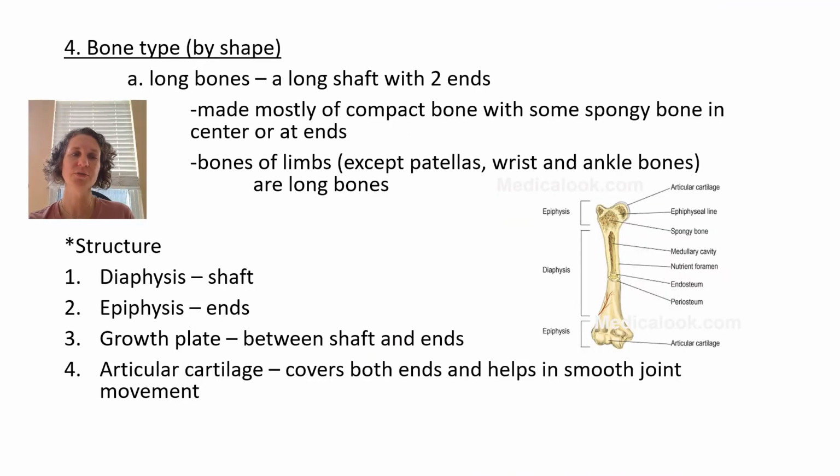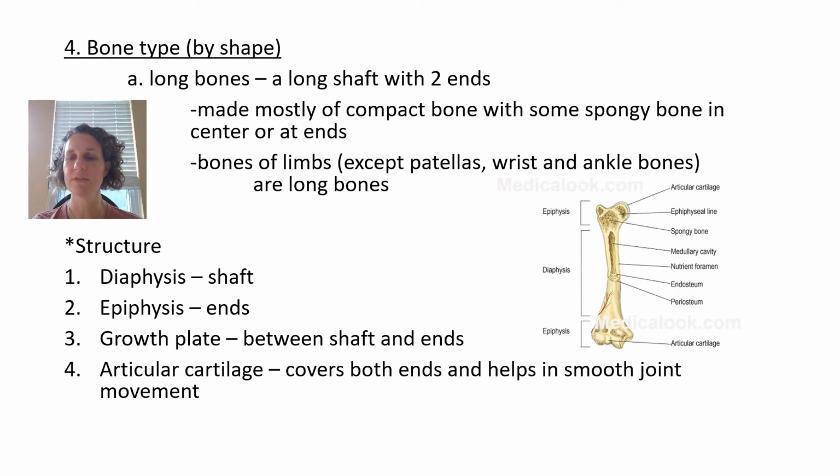Okay, so now the four bone types. The first one, long bone, which I've said a couple of times already. This is a bone that has a very specific shape, a long type shape. It doesn't have to be necessarily long in length, but it is a shaft with two ends. It is mostly compact bone, and there is spongy bone at the ends and a little bit in the center. These are the bones that make up your arms and your legs.